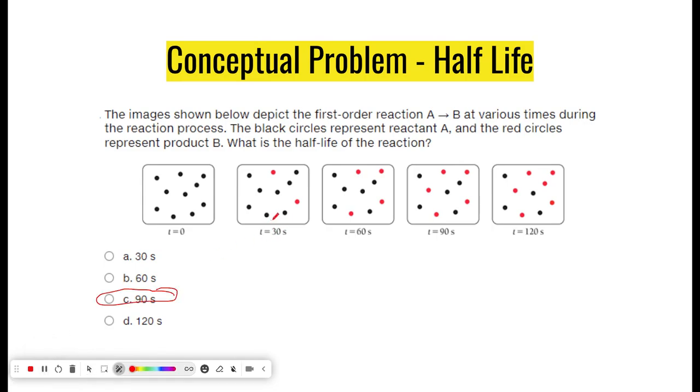All right, so pause the video and you try this one. All right, guys, I hope you chose choice C, as that is exactly where this particular reaction would go through its first half-life, because there are 10 particles in the initial phase, and by the time half of them have formed B, it was at 90 seconds. So the correct answer here is, of course, C. Okay, let's continue.